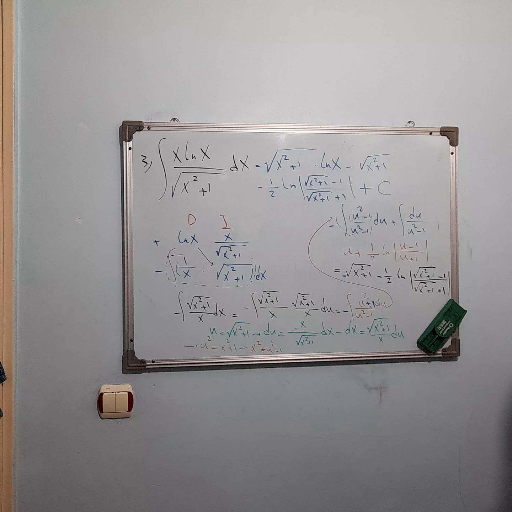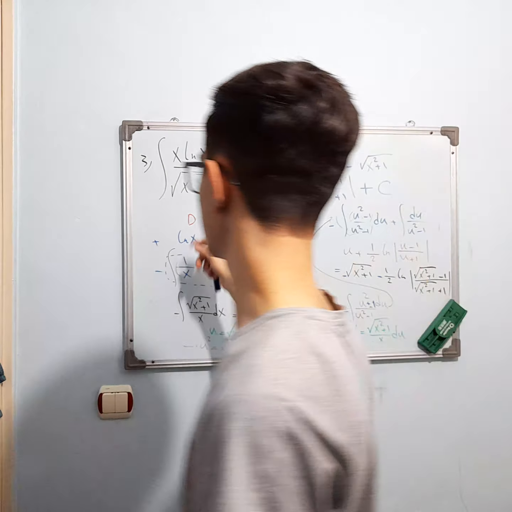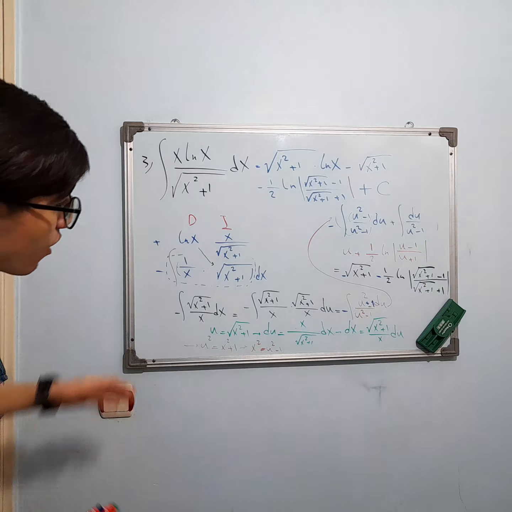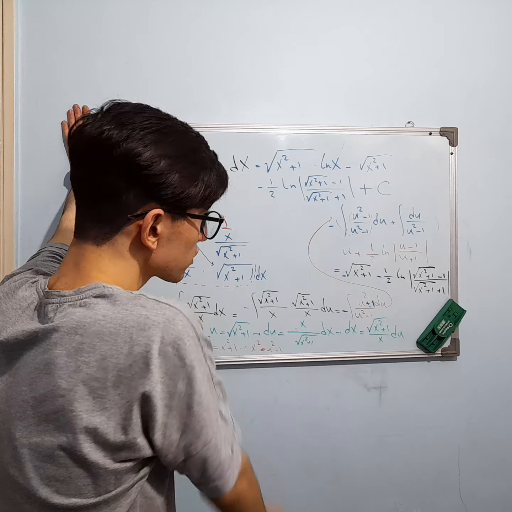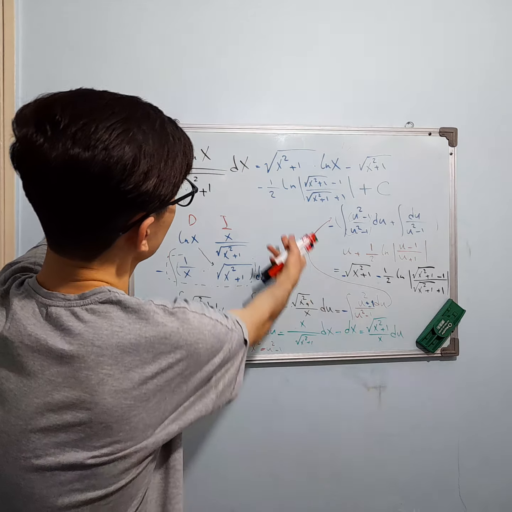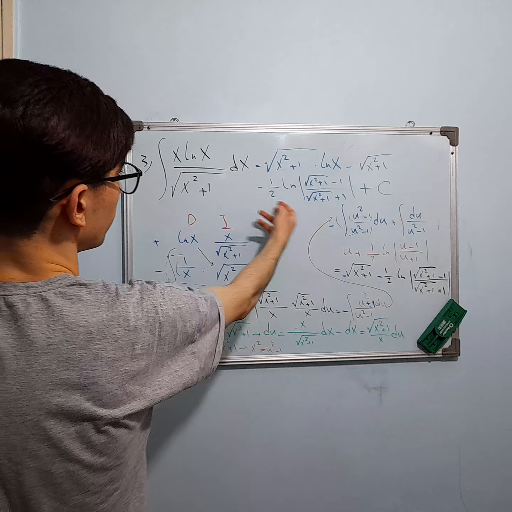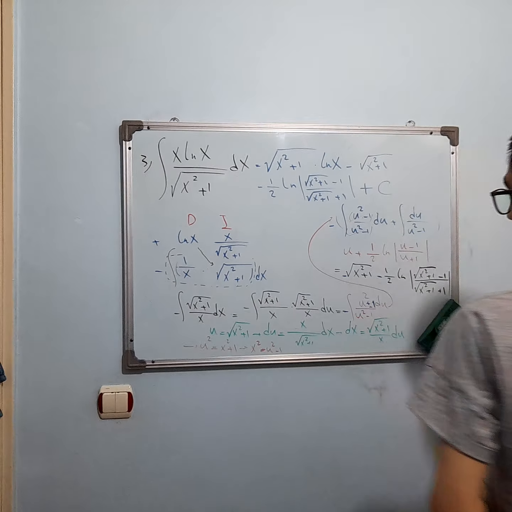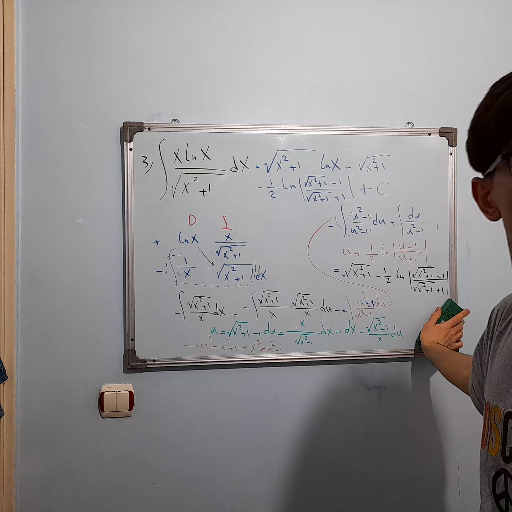Have a look. Oh my god. It was a good one. The DI method, integration by parts, and then U sub. Finally, we have the answer here. So let's move to the next one.